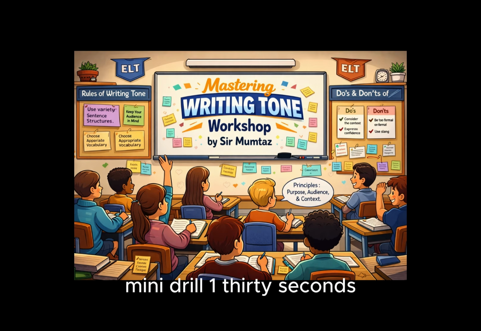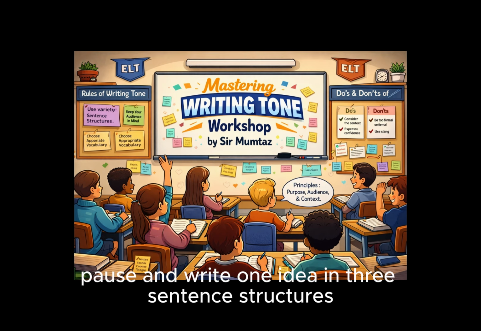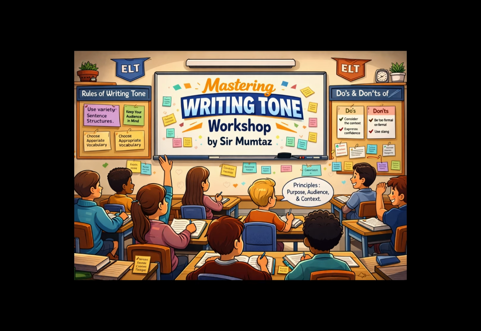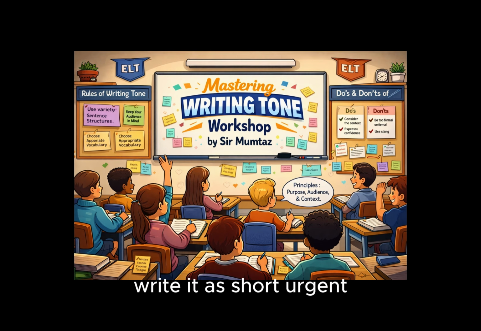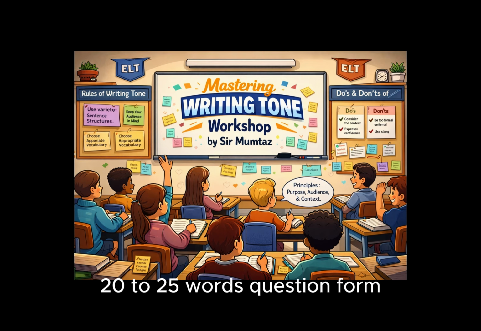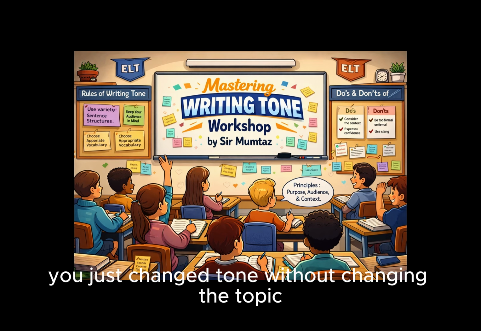Mini drill 1, 30 seconds. Pause and write one idea in 3 sentence structures. Topic sentence is, mobile snatching is increasing. Write it as short, urgent, max 6 words, long, academic, 20 to 25 words, question form. Take your time. Okay, great. You just changed tone without changing the topic.